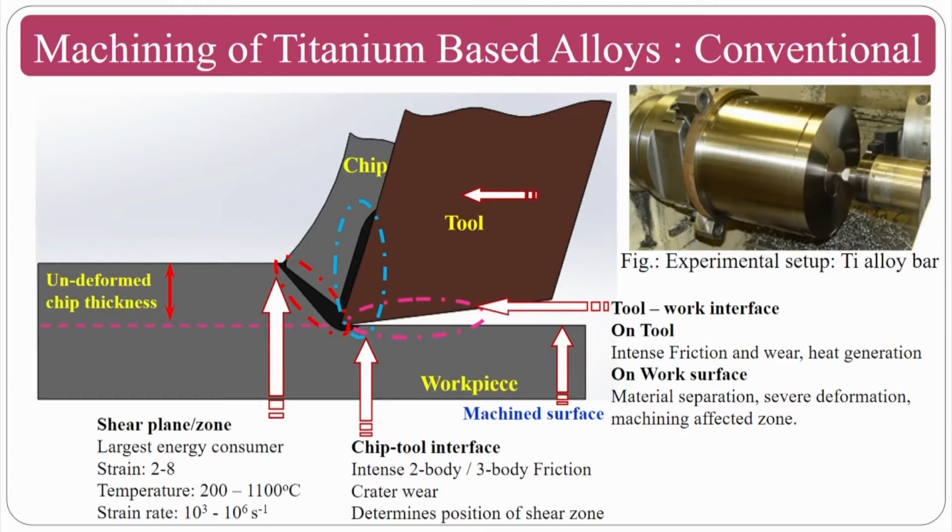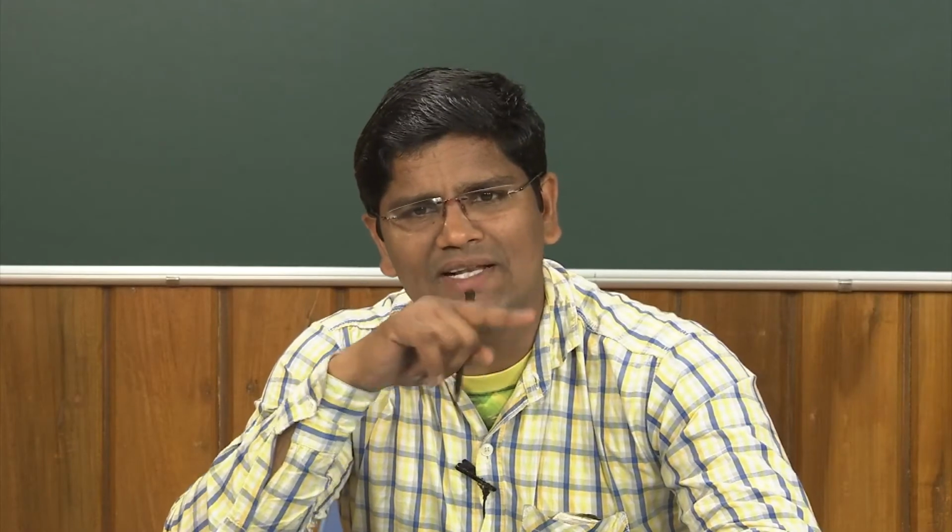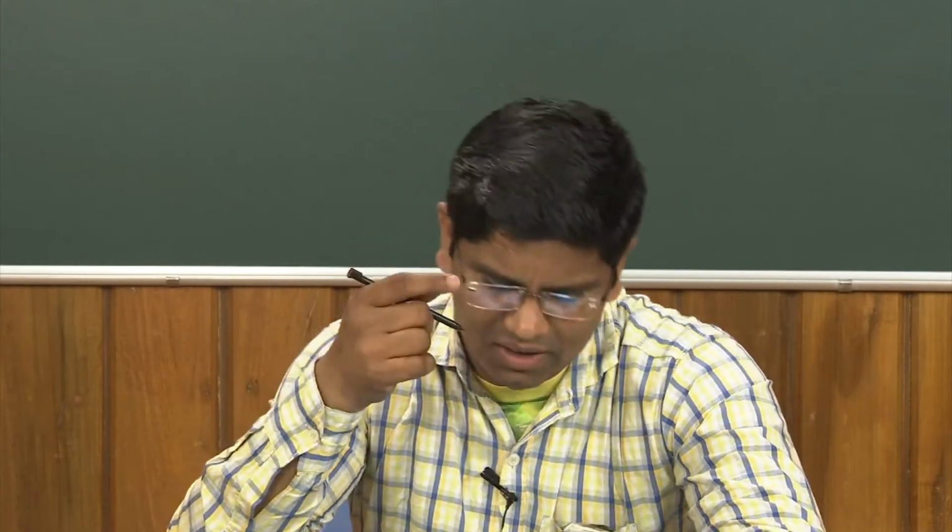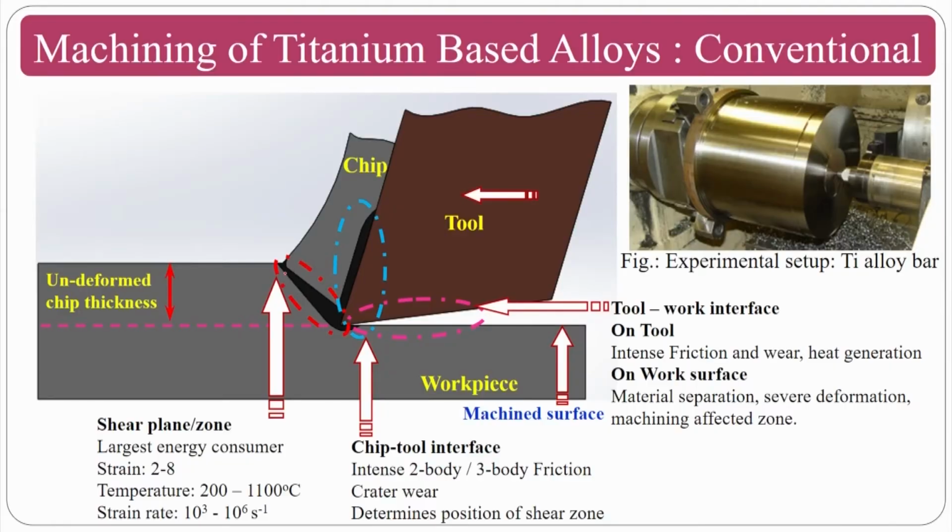That's why you always see a thick zone. Okay, people have studied thin zone models and thick zone models. If the shear plane is like a line, it is a thin zone model. But here, if you see the black area, this is an area that is occupied. That is nothing but a thick zone forming here, between the undeformed chip thickness and the chip thickness.